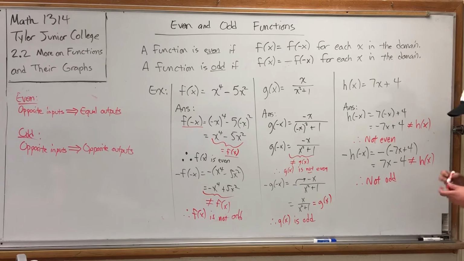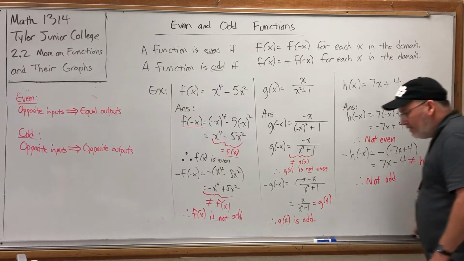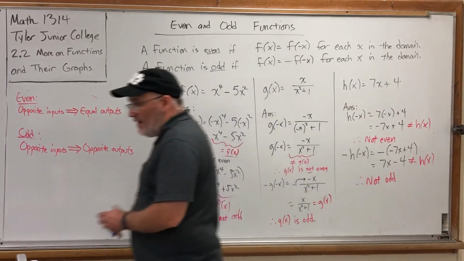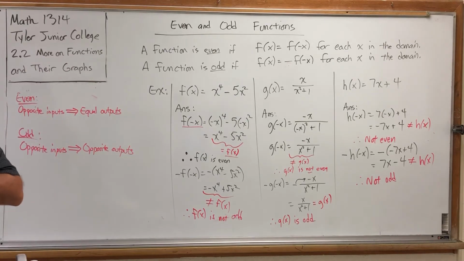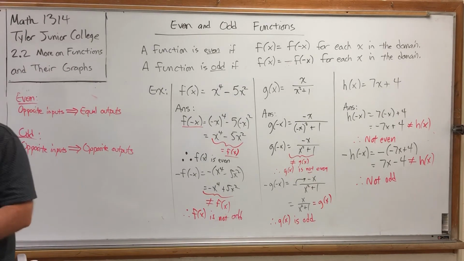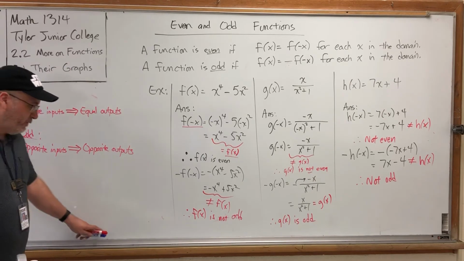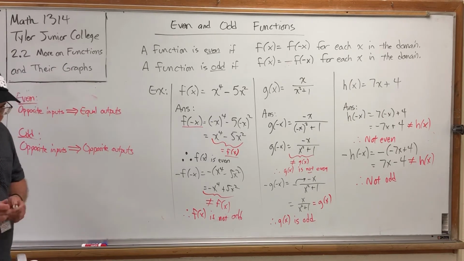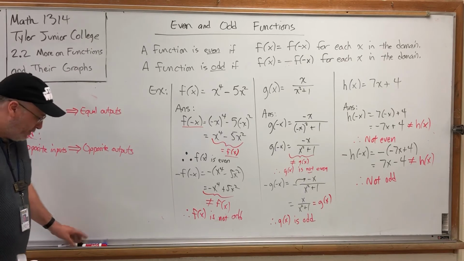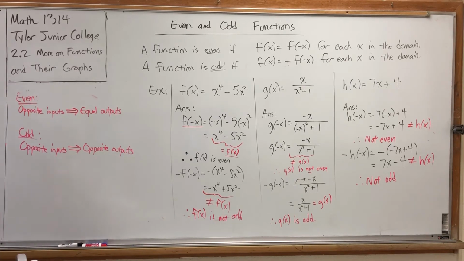So it's possible to be even, it's possible to be odd, but as a function, it's not possible to be both. Well, there is one function that is both odd and even. It's also the same function that has x-axis symmetry. I challenge you to find it.